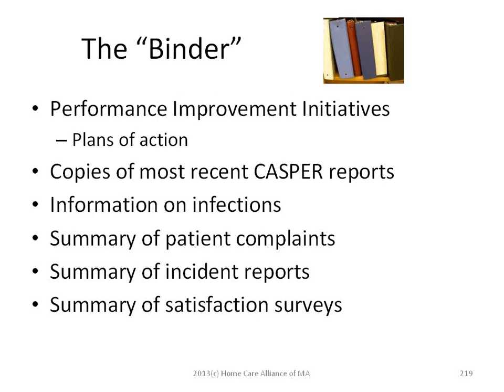One of the things that I always recommend for agencies is to put together a binder, and inside this binder include performance improvement initiatives, some of the plans of action for different projects that you have worked on. You would also want to include copies of the most recent CASPER reports, some information on patient infections, a summary of patient complaints, a summary of incident reports, and a summary of satisfaction surveys. This information has really helped to save me in the past. It also helps to keep some of the key information in one place.